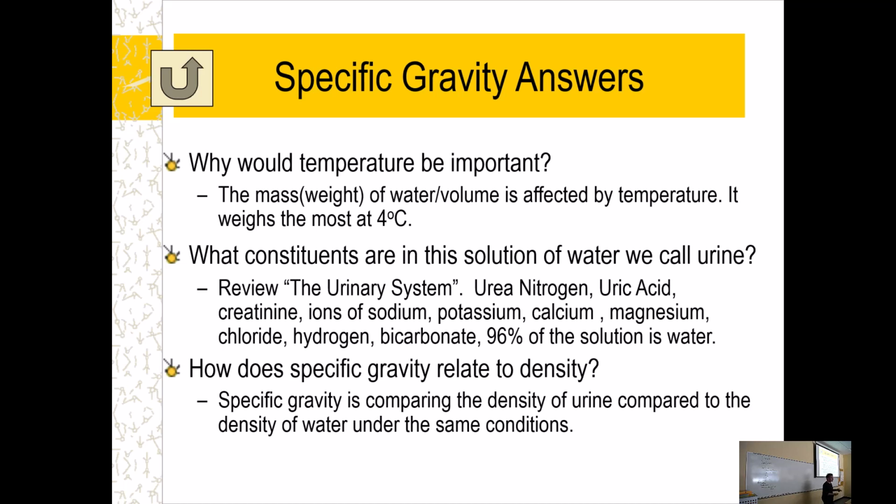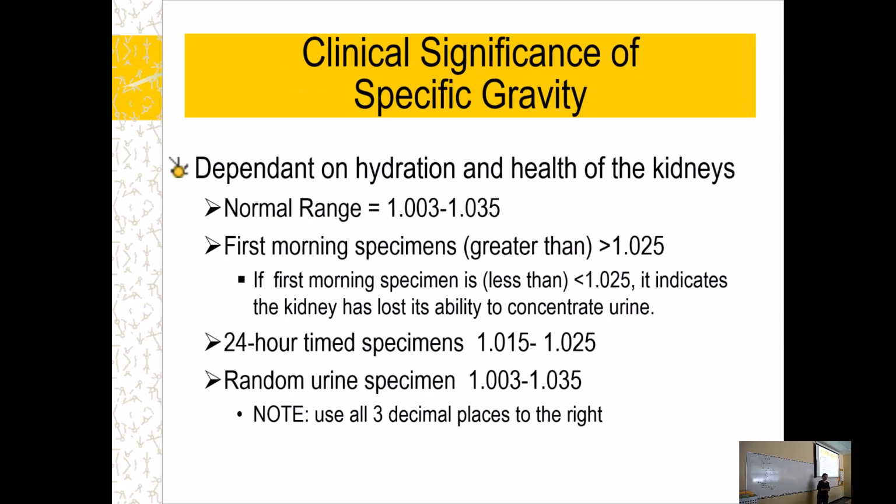The good thing is, as long as the urine is room temperature, remember yesterday I talked about this, if you pull a urine out of the fridge, you have to let it come to room temperature to test. As long as they're the same temperature, we're going to be okay. So clinical significance, normal is 1.003 to 1.035. Water is 1.000. Huge range.